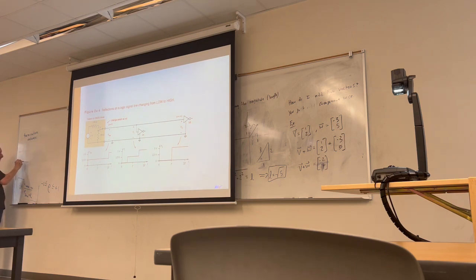Here is what one looks like. And you can buy these in small outline integrated circuit packages. It's a split resistor. This is typically 220 ohms. This is 330 ohms. And the equivalent impedance there is around 120 ohms or so.